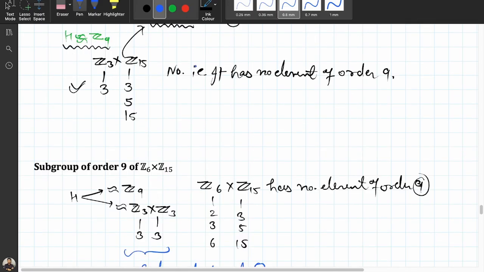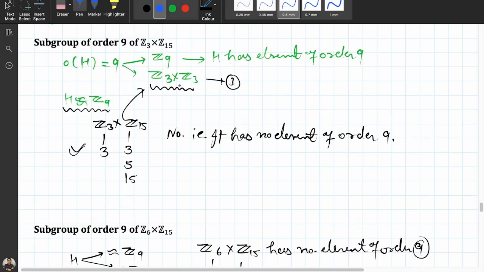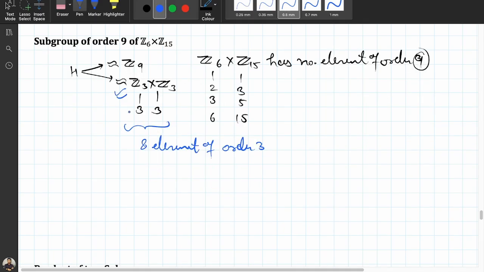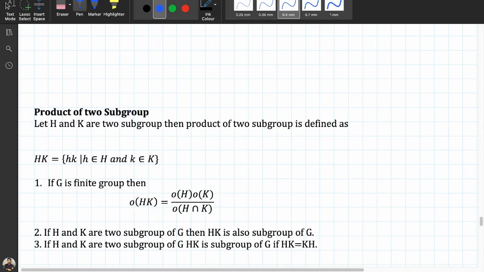That's the simple criteria: it has an element of order 3 and it has an element of order 3. Just see this set, it has an element of order 3, but it does not have an element of order 9 still. So from here, it is also the correct answer. So Z3 cross Z3 is this subgroup.